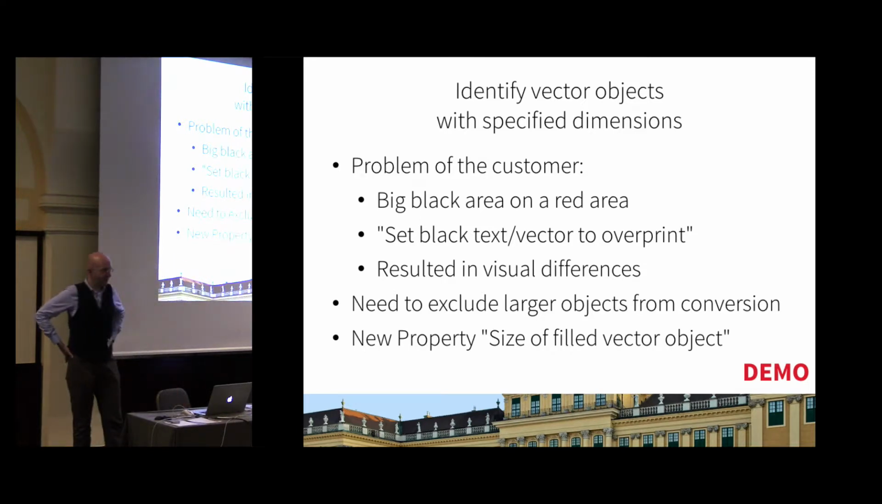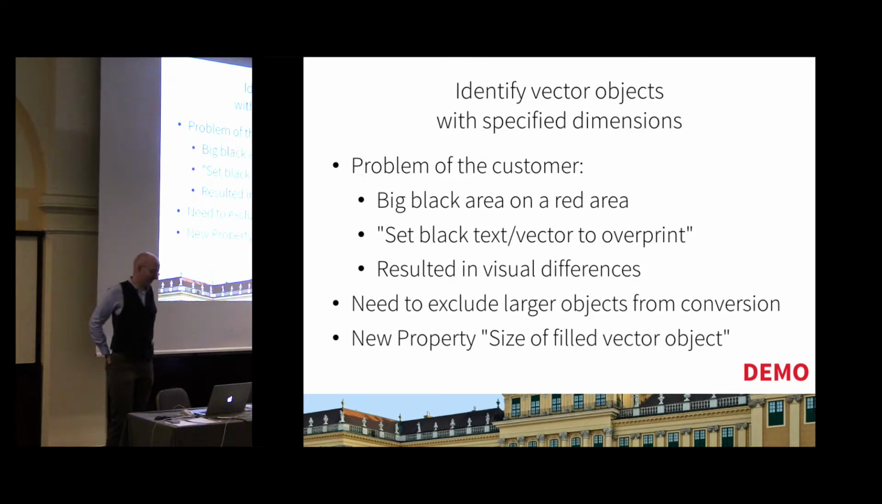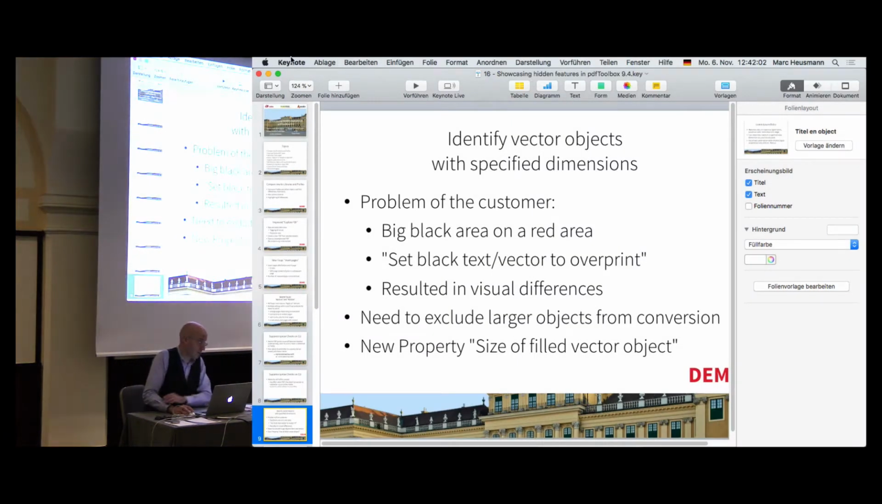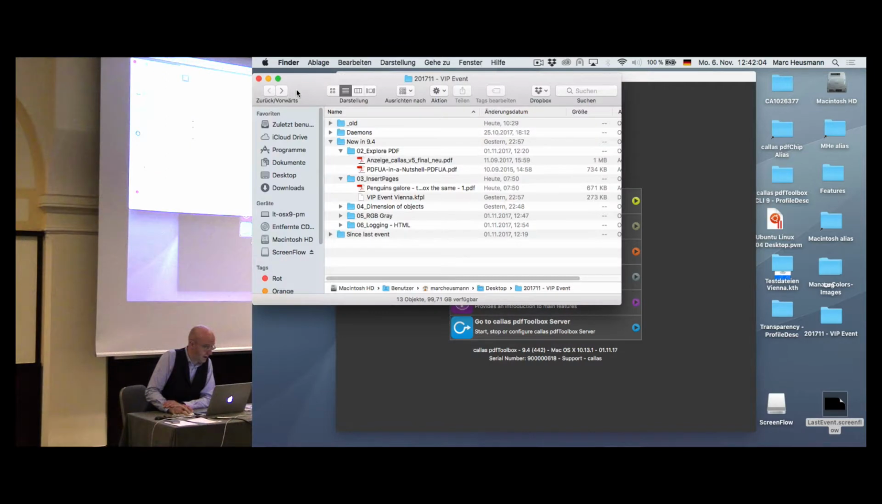Identify objects with specified dimensions. This was also a customer case. I'll show you the sample in a second. The problem of the customer was it was a normal advertisement. And there was a big black area and a red area. And he was running a fix-up, and this resulted in some not that nice result, but we were totally right. It was correct what we were doing there.